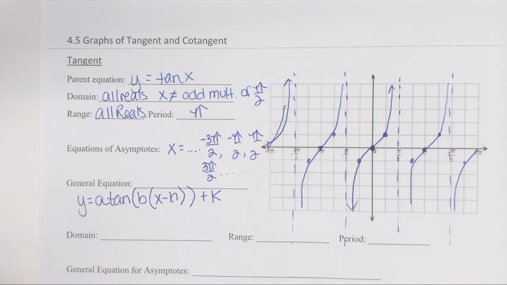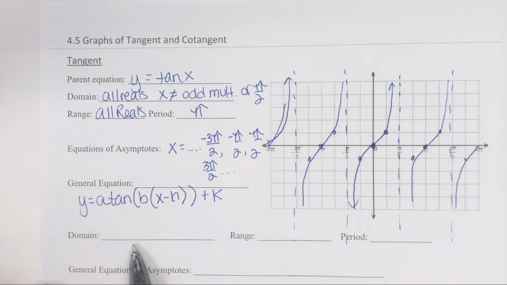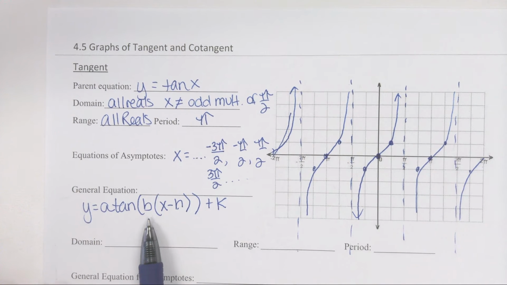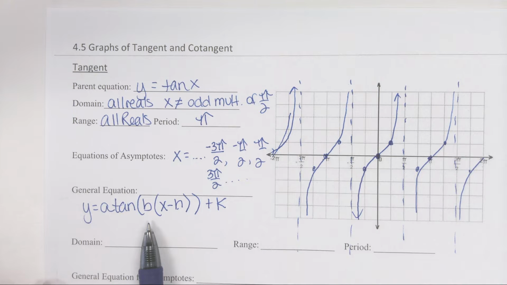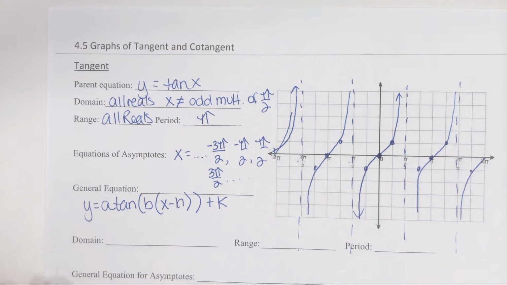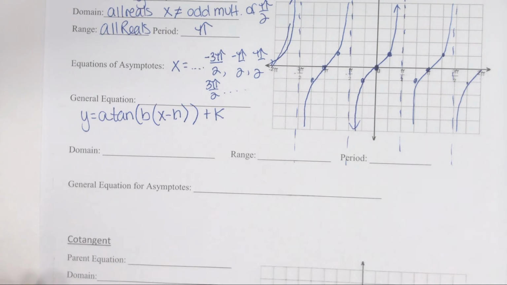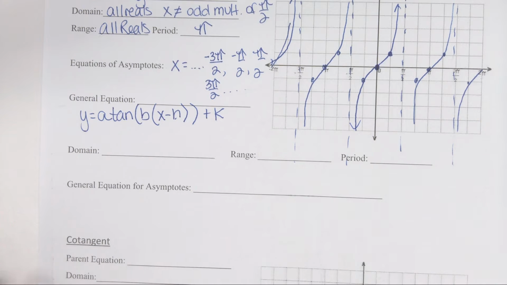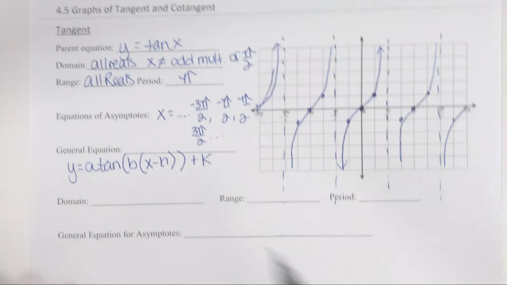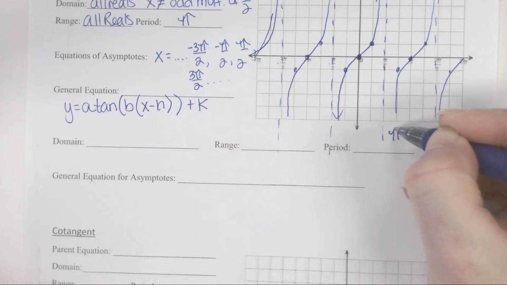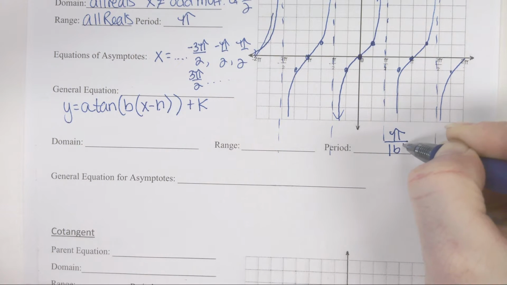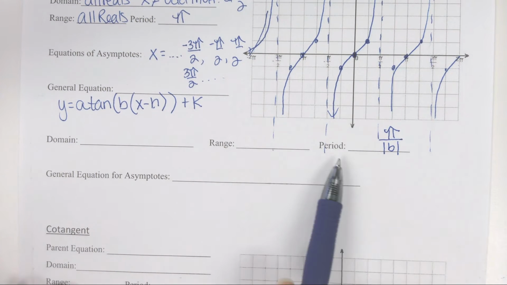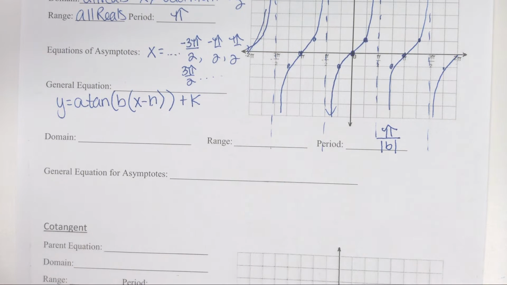All right, so basically, instead of 2 pi over b, remember what I told you the period was? It's pi. So if you change this, what happens is it changes the period to whatever pi over the absolute value of b is. So just be careful that period is different on these than sine and cosine.